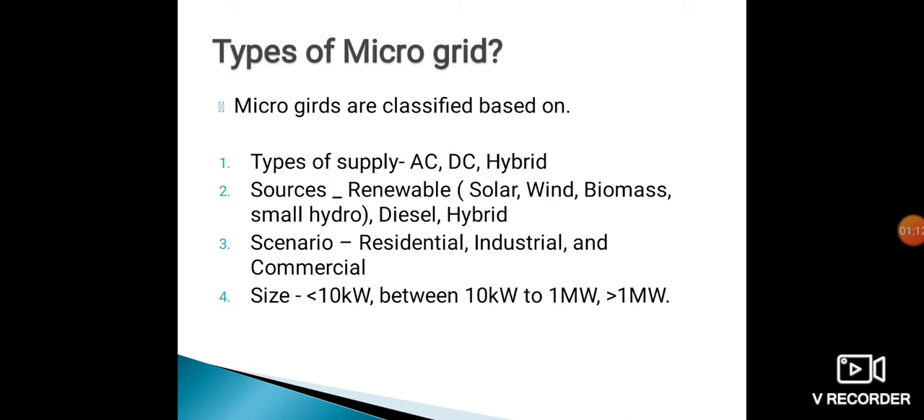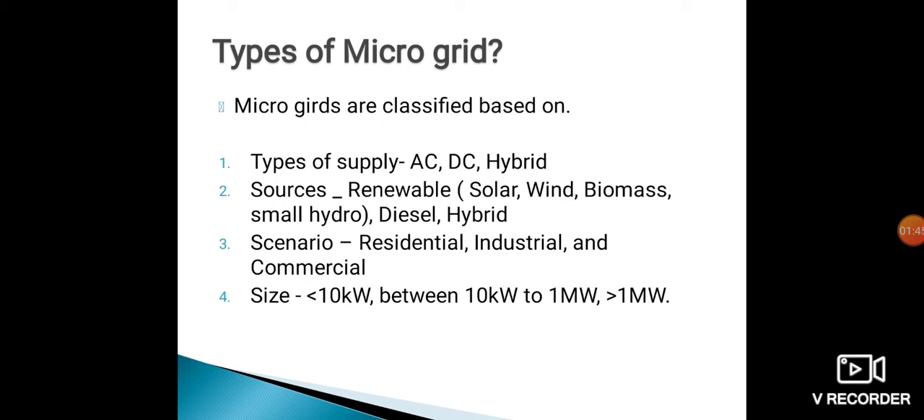Microgrids are classified on the basis of four bases. First is on the basis of types of supply. There are two types of supply available, one is AC and the other is DC. So according to this type of supply, microgrid is classified into three parts: AC microgrid, DC microgrid, and hybrid microgrid. Hybrid means it contains AC as well as DC both.